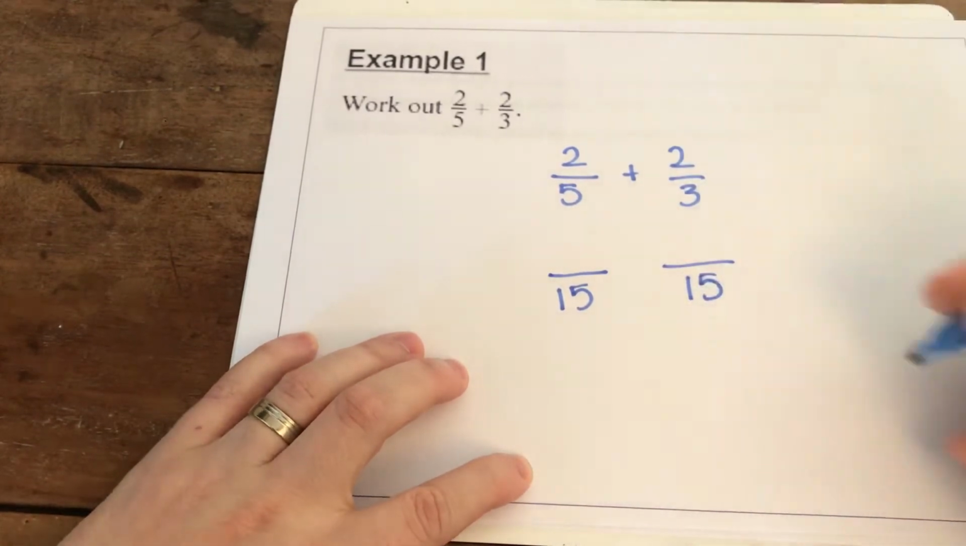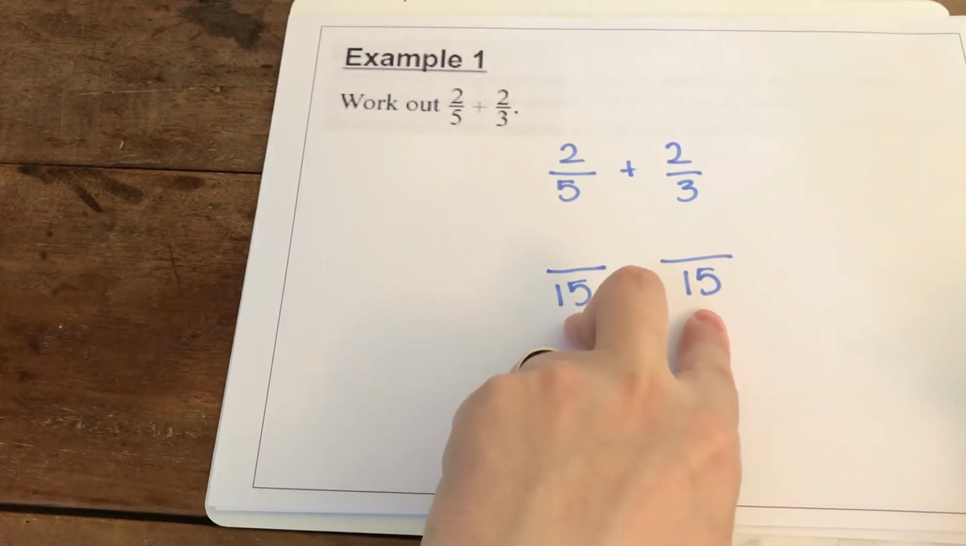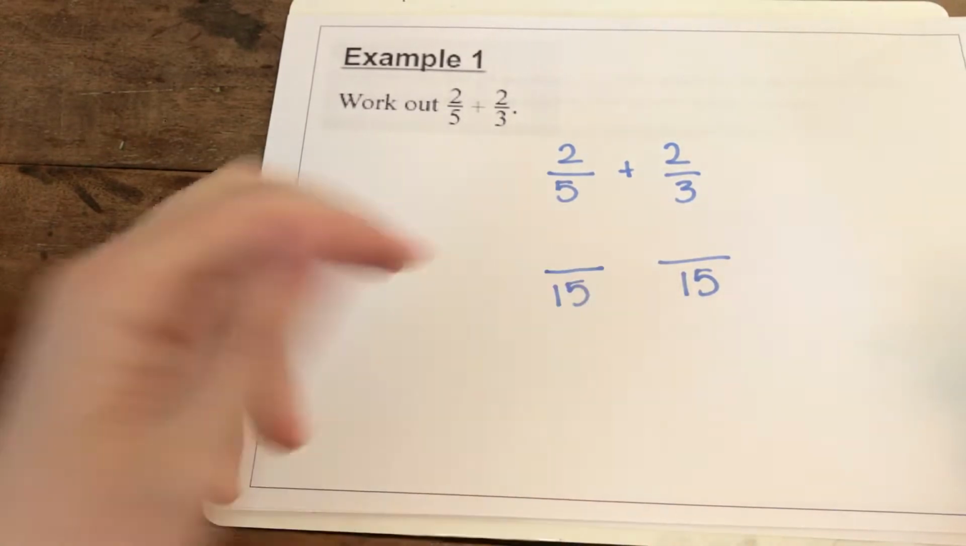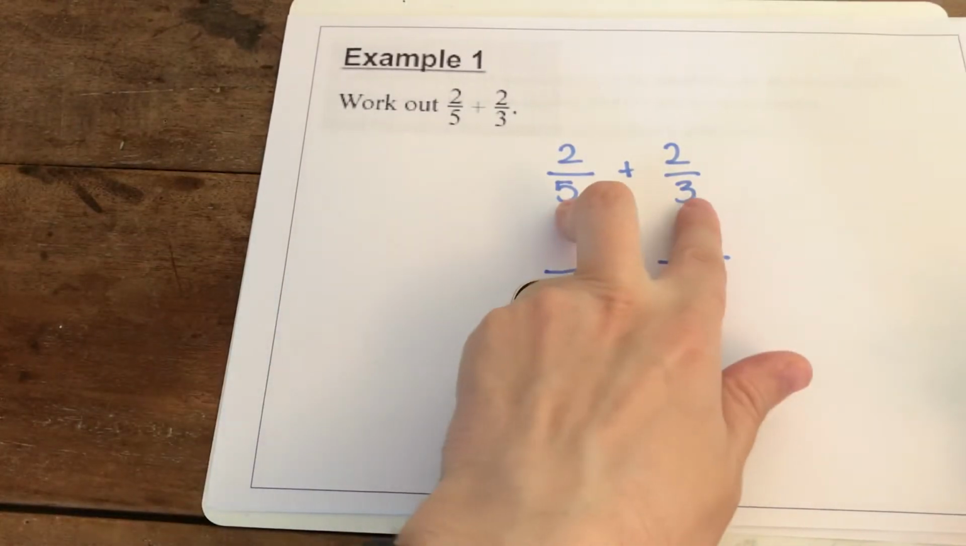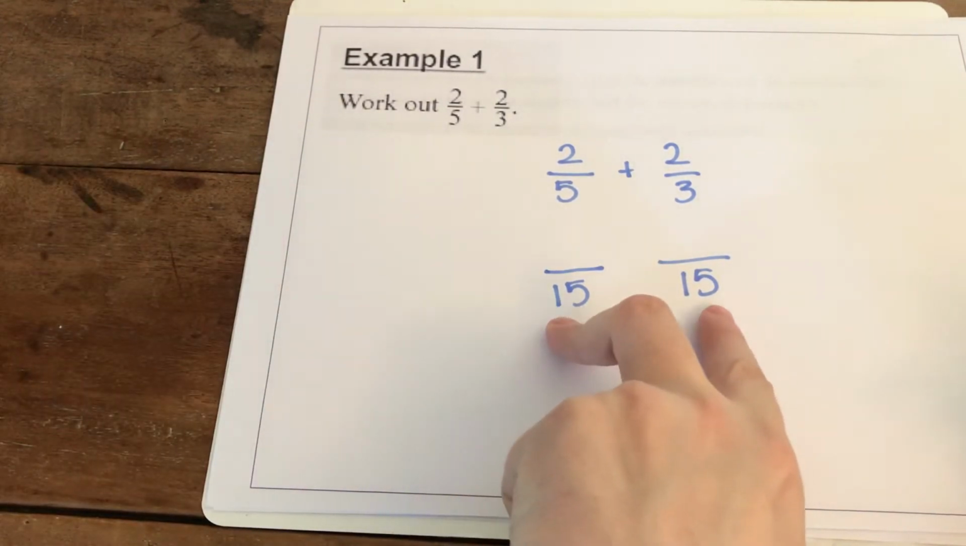Now you don't have to use 15, you can use any other number that is in both times tables. So you could use 30, 45, or 60. The only thing to be aware of is the bigger number you choose, the more simplifying you have to do at the end and the bigger the numbers you have to multiply. You can also find your denominator by multiplying 5 and 3 together, but again it's easier to think what's the smallest number in both the 5 and the 3 times table. Anyway, we've got our denominator of 15.